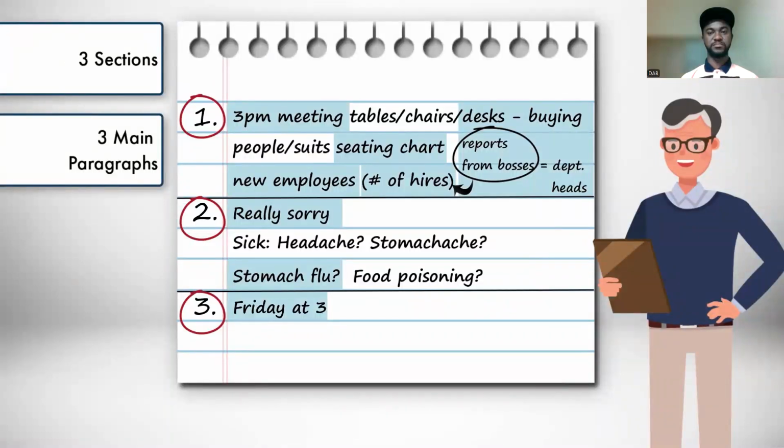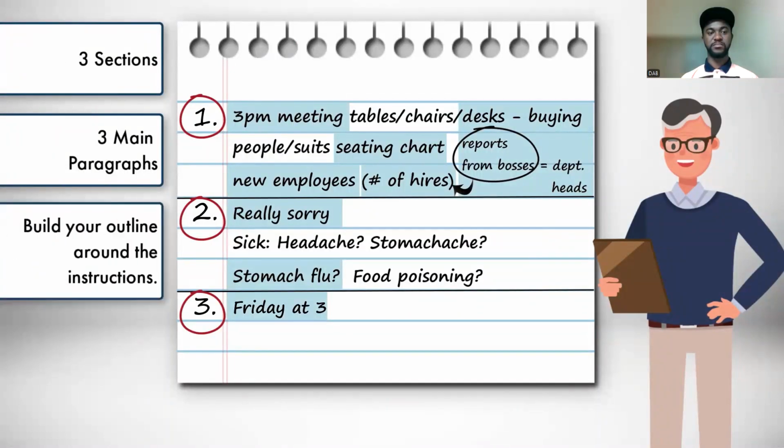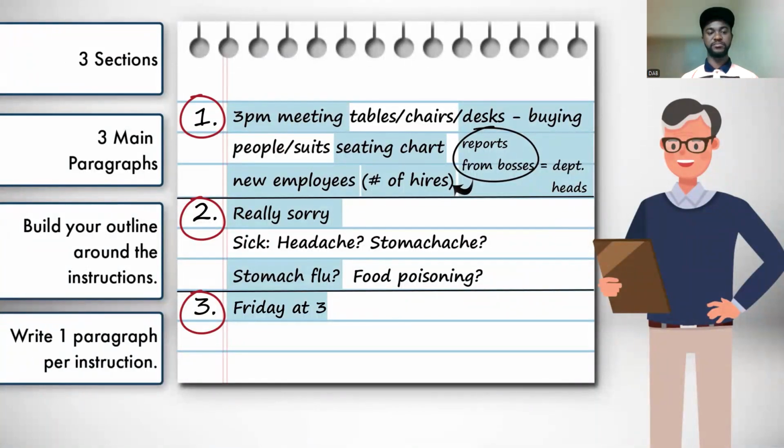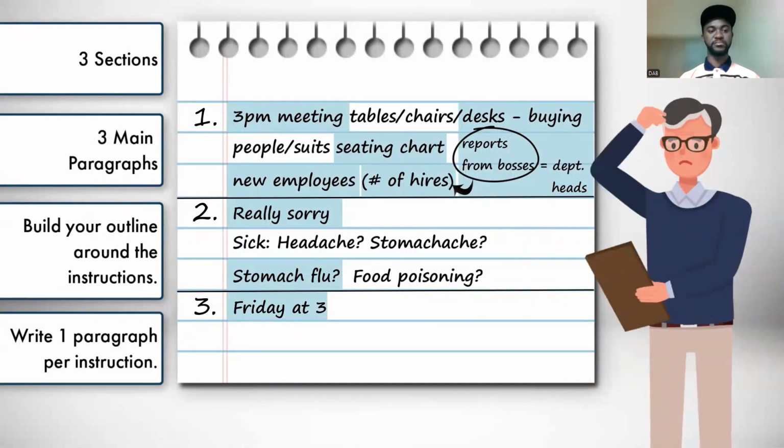It may not always work out so neatly, but in general, it can be a useful strategy to build your outline around the instructions, and then write one paragraph for each of the main instructions. Now, when I look at my outline, I see that I don't really have enough to say to write a whole paragraph for number 3.